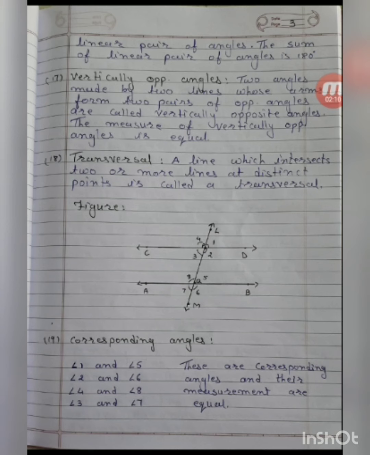Now 19th, corresponding angles. Here I give you the angle numbers: angle 1, 2, 3, 4, 5, 6, 7, 8. Now you can see here angle 1 and angle 5, angle 2 and angle 6, angle 4 and angle 8, angle 3 and angle 7. These are corresponding angles and their measurements are equal. Remember this line: corresponding angles are always equal in measurement.